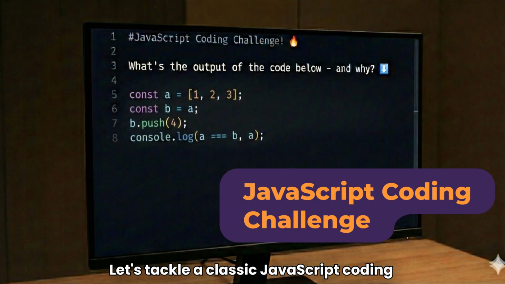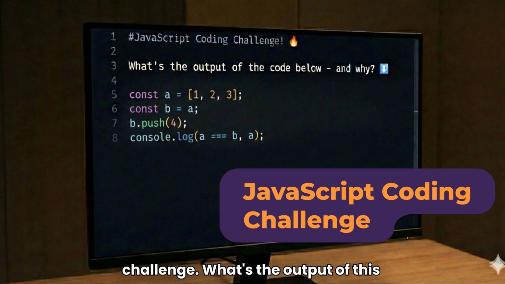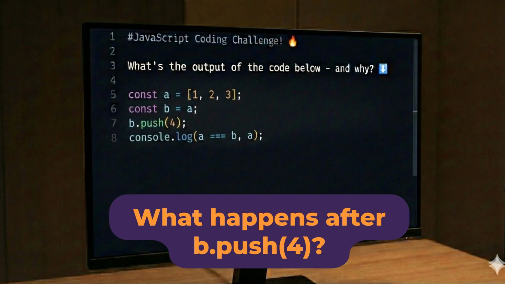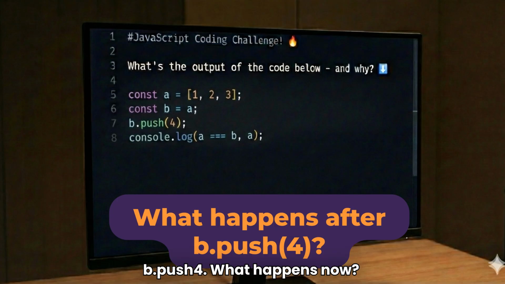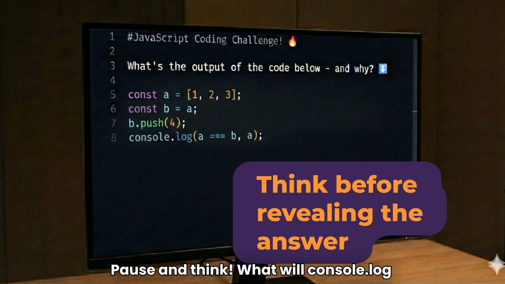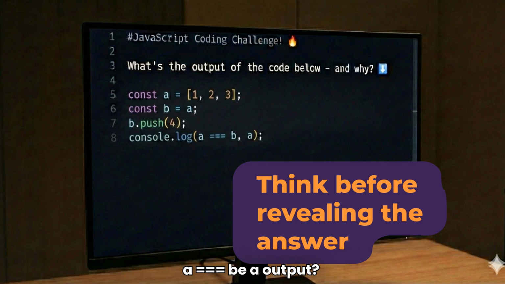Let's tackle a classic JavaScript coding challenge. What's the output of this code? You start with const a = [1, 2, 3]. Then, assign it to b. Next, b.push(4). What happens now? Pause and think. What will console.log(a === b, a) output?